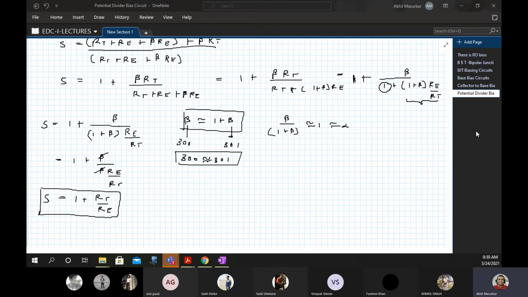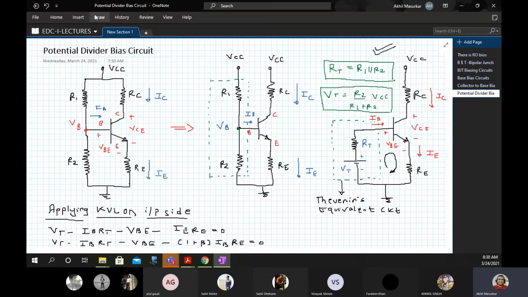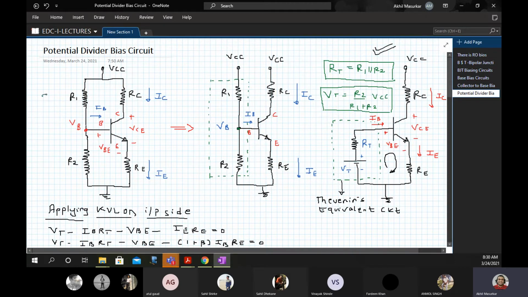So let's do a problem on this, which we can expect in the exam too. So I'm going back to my circuit, and in that I'm putting some values. Let's say R1 is 33 kilo ohms, R2 is 12 kilo ohms, RC is 1.2 kilo ohms, RE is 1 kilo ohm, and VBE is 0.7 as usual, and we start with beta equal to 100. So let's calculate this thing.